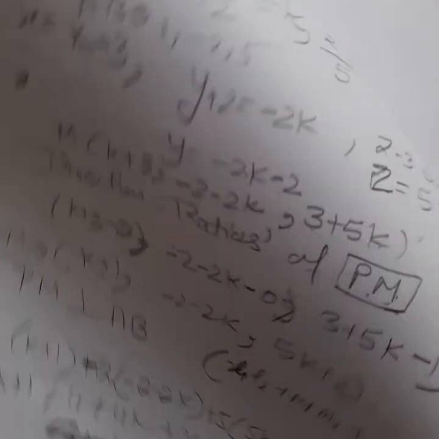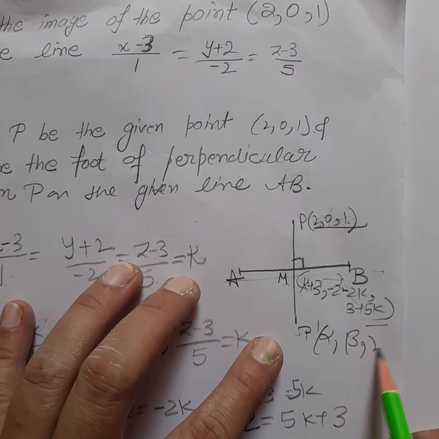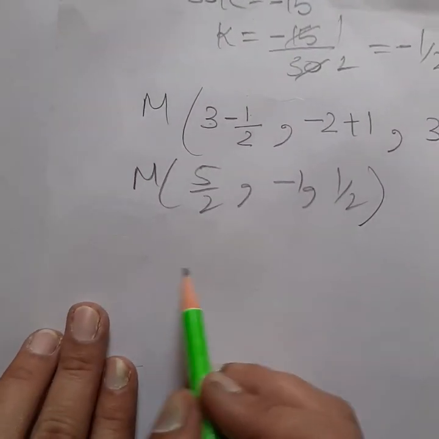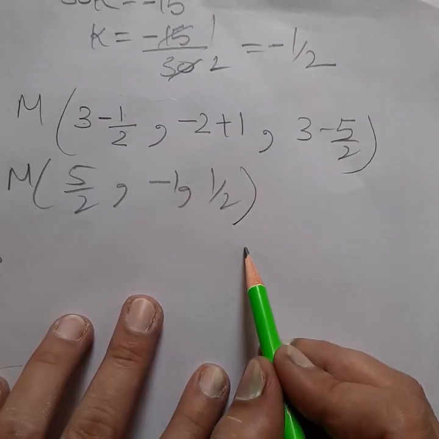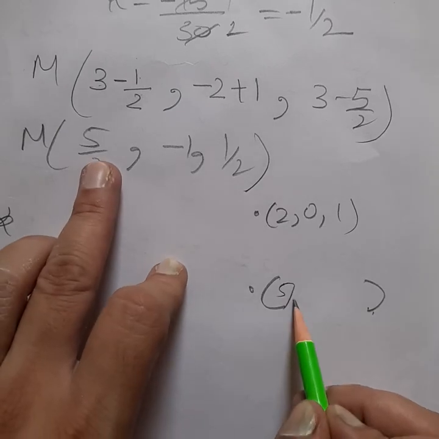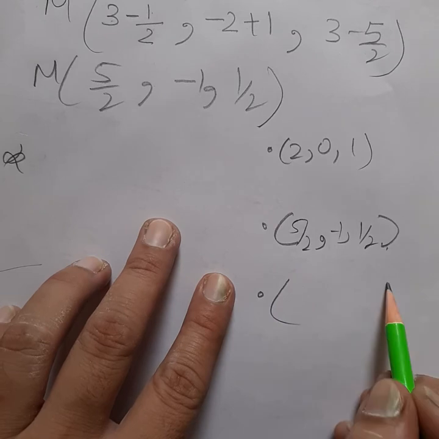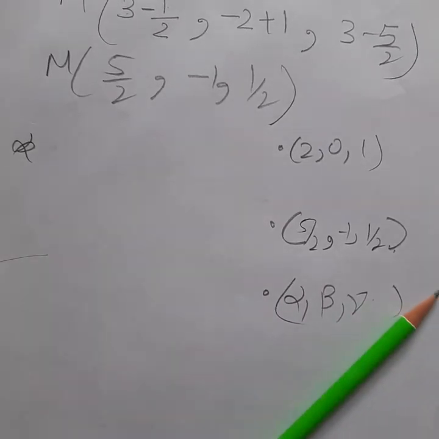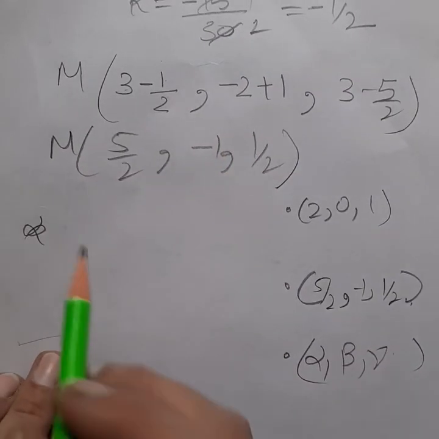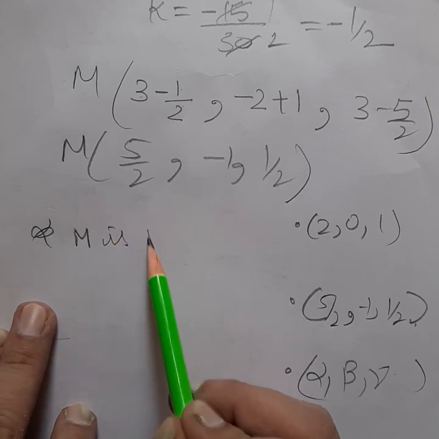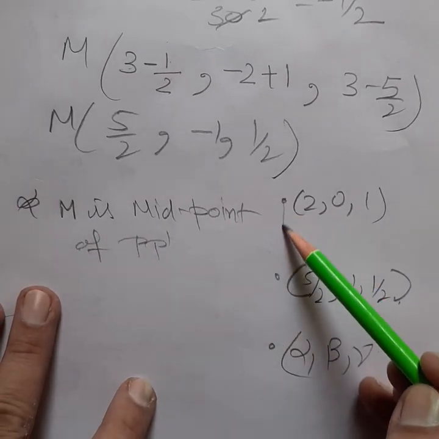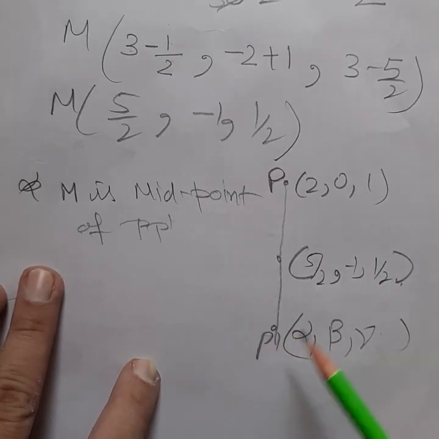Now we have to find the image of the point, which is alpha, beta, gamma. You can take it and know that M is the midpoint of these 2 points. We can write here the point P again for your understanding, and the point of M is 5 by 2, minus 1, 1 by 2, and this point is alpha, beta and gamma. Students, you can write that M is the midpoint of PP dash. This is the line, and the points are P and P dash, and this is M.